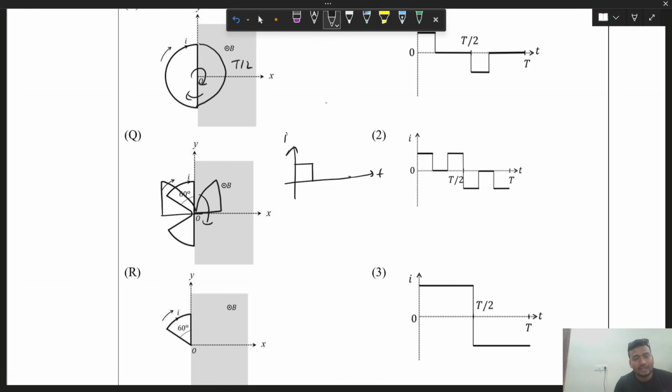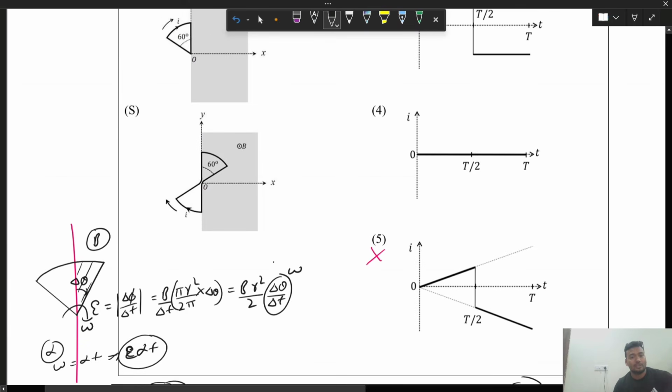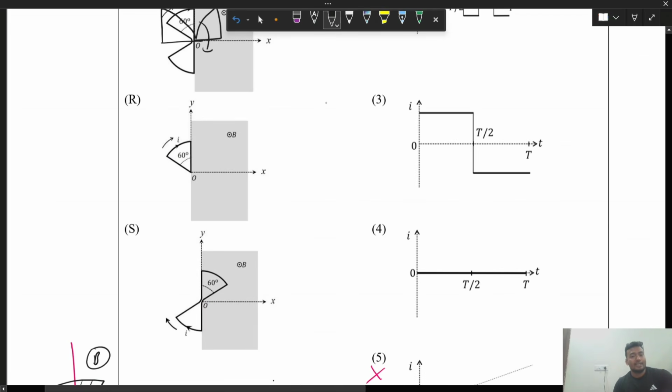The moment the second arc, the second sector, starts coming into the magnetic field, immediately you will get EMF. But for that also you see flux is increasing in the outward direction. So again, it's like a gap, zero current, and then again it is like this. And then when the whole portion is inside, here your t by 2 time is over. After that, the lower section will start in the same way, right? So it is represented by 2. So Q should be 2. Yes, it is matching.